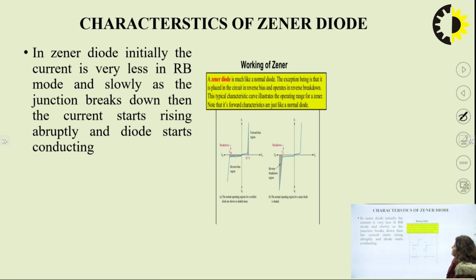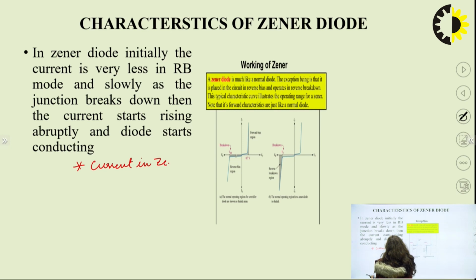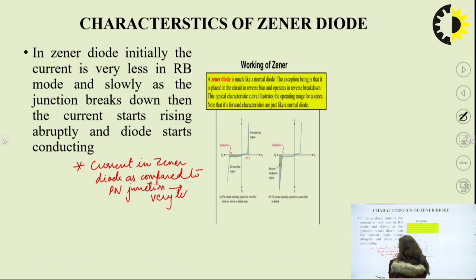Next, the characteristics of the Zener diode. In Zener diode, initially the current is very less. So there are some major points: current in Zener diode as compared to PN junction is very less. So in Zener diode, initially the current is very less in reverse bias mode, and slowly as the junction breaks down, then the current starts rising abruptly and the diode starts conducting.